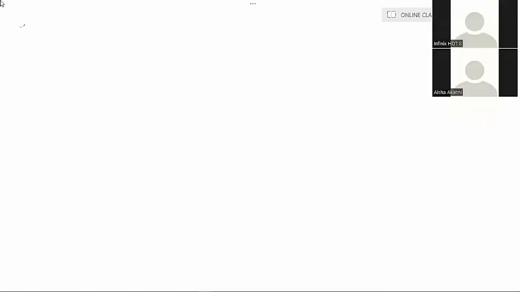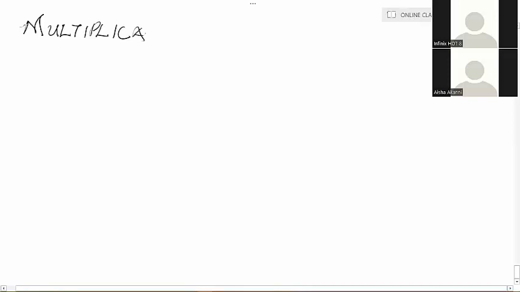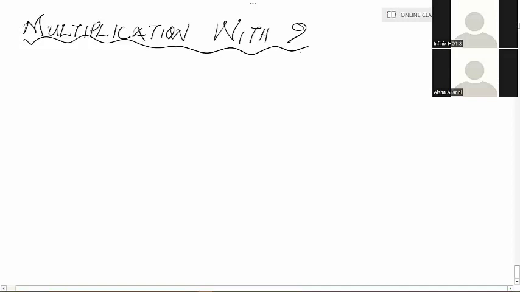Now we can start. The first thing we are looking at today is what we call multiplication. Multiplication with 9. How do we do this?